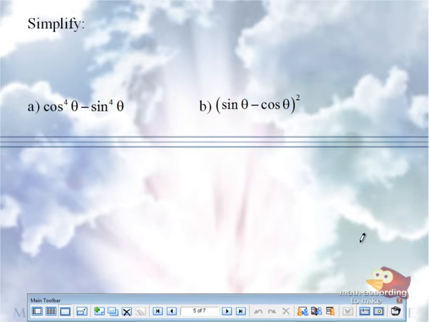Besides monsters under your bed, what else does that expression look like? What format does it have? Well, we could write it like that. We can think about it that way. But what format does that have algebraically? Like if I said a to the fourth minus b to the fourth.